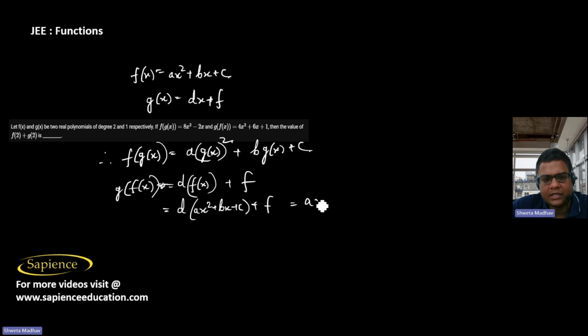Now therefore f of g of x will be equal to a into g of x whole square plus b into g of x plus c, and g of f of x will be equal to d into f of x plus f. So this will be equal to d into ax square plus bx plus c plus f. So this will be equal to adx square plus bdx plus cd plus f.